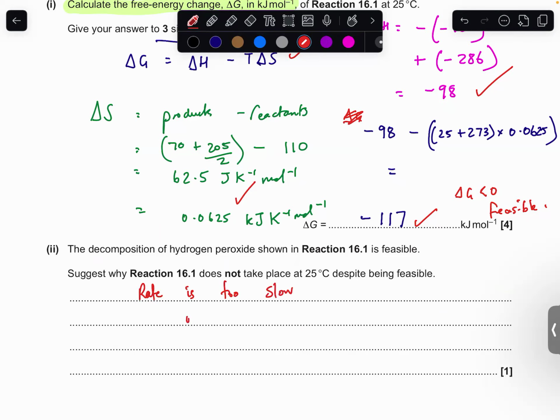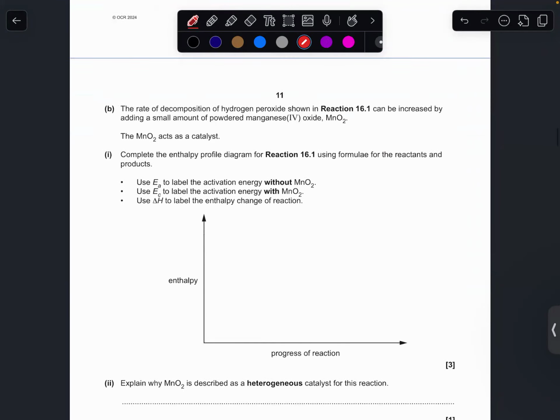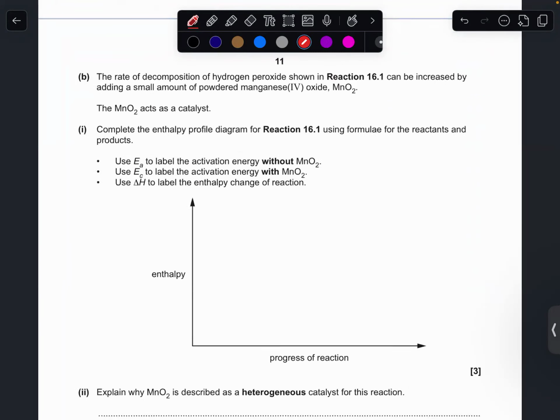Or you could say that sometimes the activation energy is too high. Usually for the decomposition of hydrogen peroxide, a catalyst is used. And why is a catalyst used? What does a catalyst do? Sorry, it lowers the activation energy. So any one of those 2 points. This brings us to the next point about using a catalyst for this reaction.